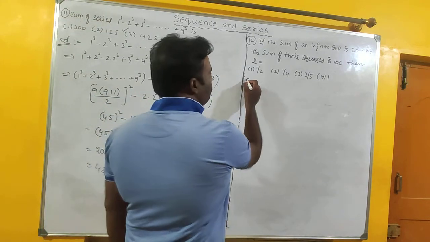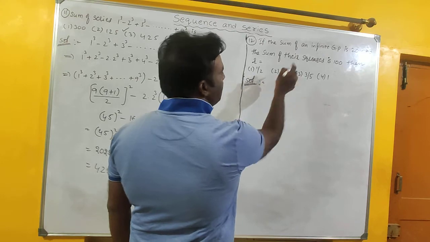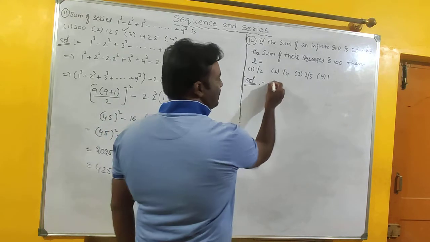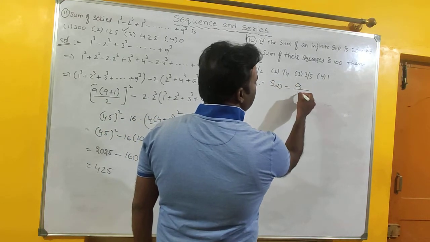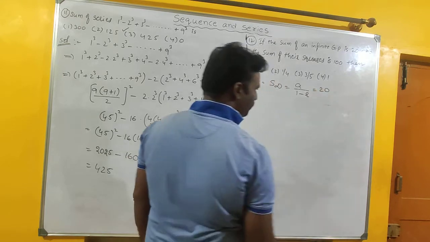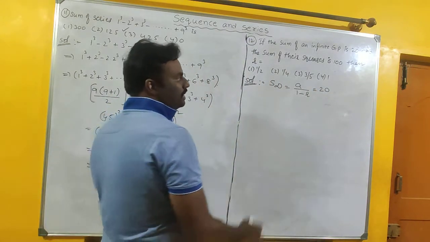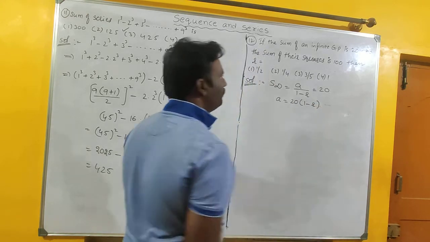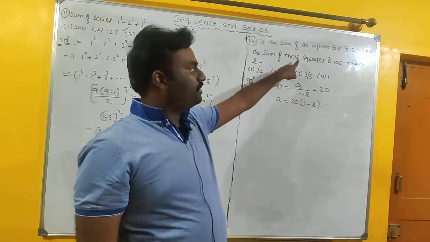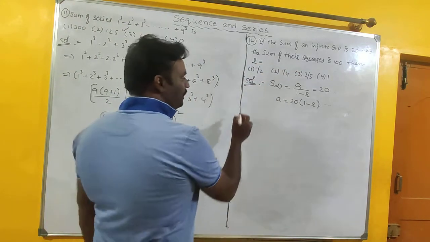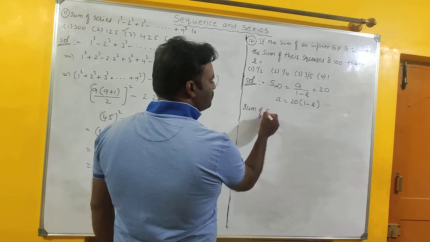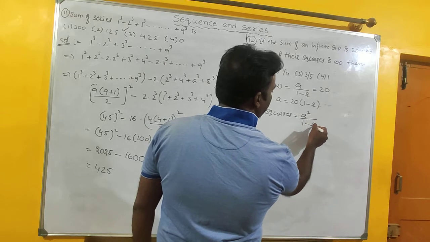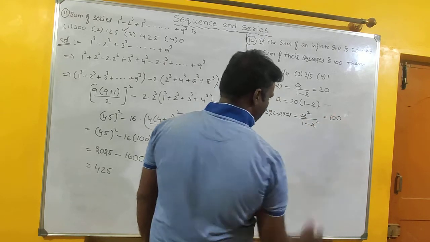Next we'll discuss the 12th question. This is an infinite GP. The sum of the infinite GP is 20. That is, S infinity is A by 1 minus R, which equals 20. From this we can write A is equal to 20 into 1 minus R. And they have given the sum of squares formula. The sum of squares in an infinite GP is A square by 1 minus R square, which is 100.